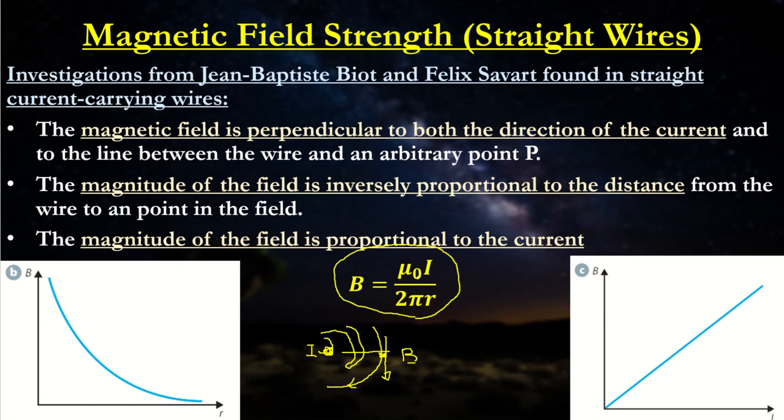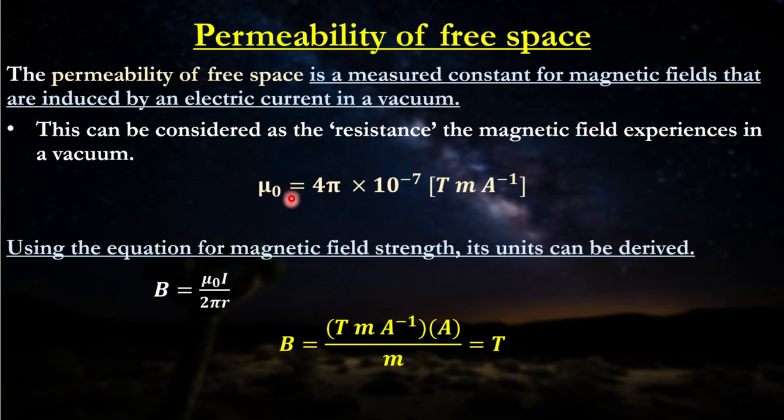Now this one, mu naught, let's quickly talk about what mu naught represents. Mu naught is known as the permeability of free space. If you did electrostatic force, you would have seen epsilon naught. So it has a similar idea, except this is for magnetic fields induced by an electric current in a vacuum. So the permeability of free space, you can consider it as the resistance a magnetic field experiences when it's being injected into a vacuum of space.